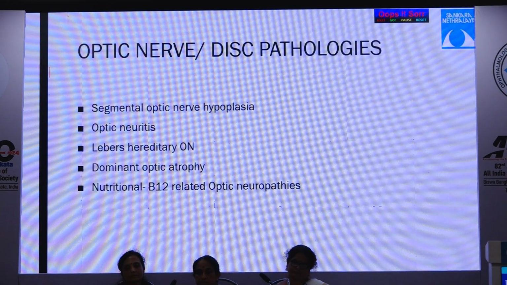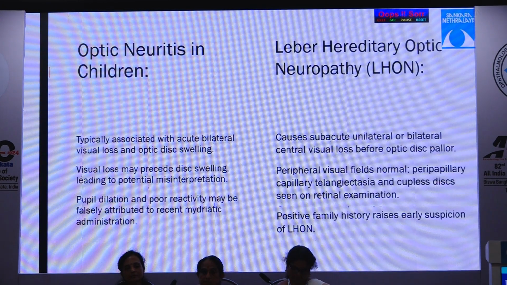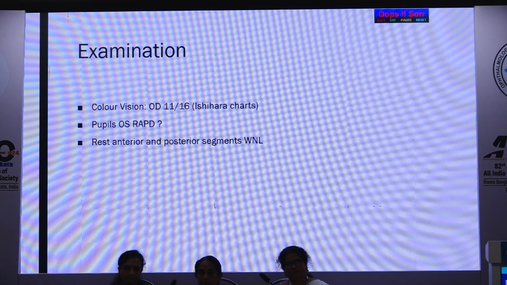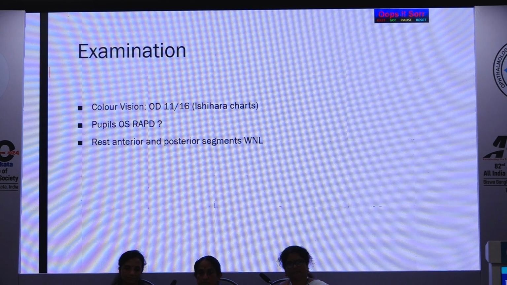Now coming to neurological and neurodevelopmental issues, all of these can often have subtle signs and you may miss them. Optic neuritis, especially if it's retrobulbar and symmetrical, you may miss it. Leber's optic neuropathy, again here history is important. This is a 7-year-old whose vision dropped suddenly, and color vision again here is a very important sign. RAPD is not gross here, it is trace, and you would miss it if you don't look for it.